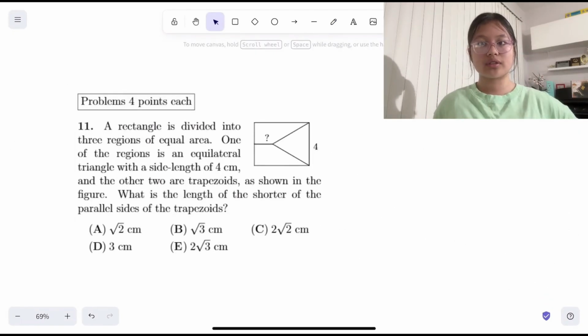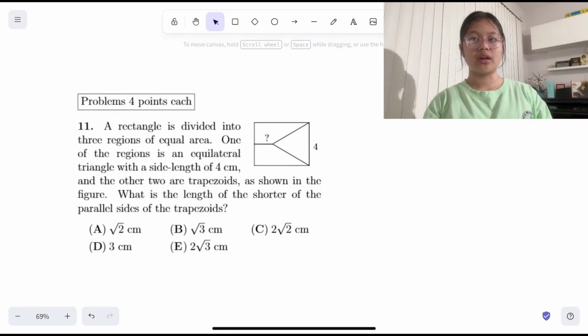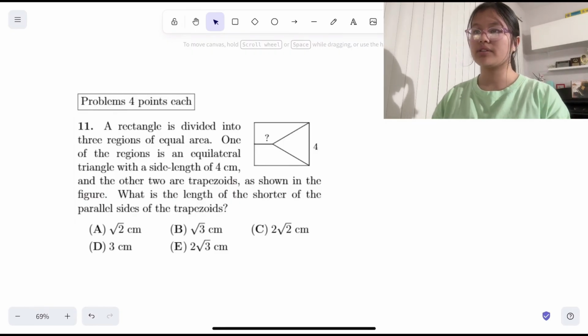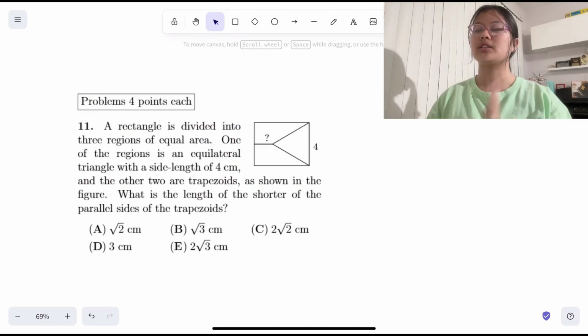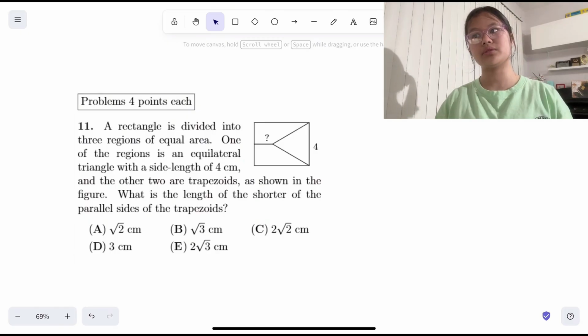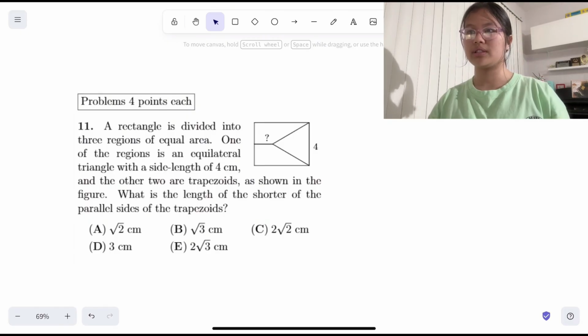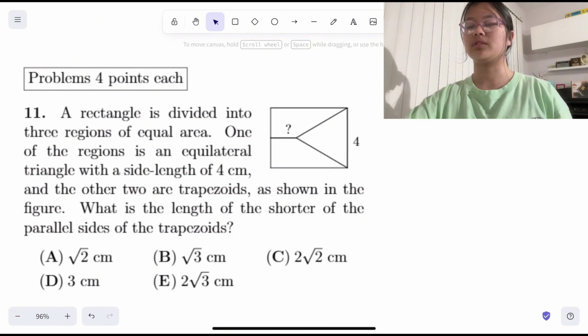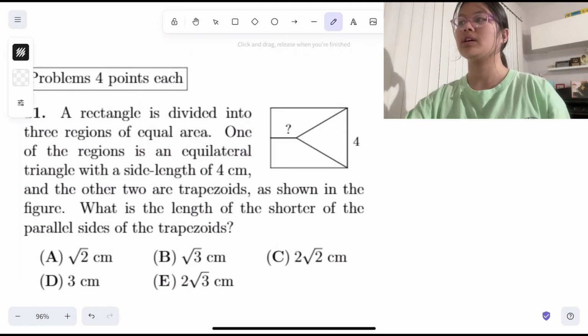Number 11. So for questions number 11 through 20, now it will be 4 points each. So let's just go. Okay. So a rectangle is divided into 3 regions of equal area. One of the regions is an equilateral triangle with a side length of 4 centimeters, and the other 2 are trapezoids as shown in the figure. What is the length of the shorter of the parallel sides of the trapezoids?